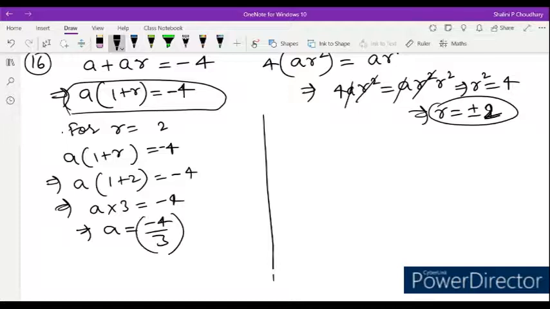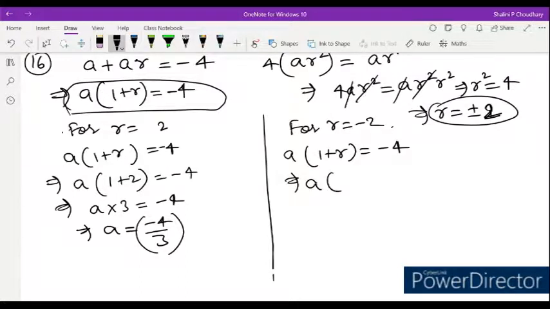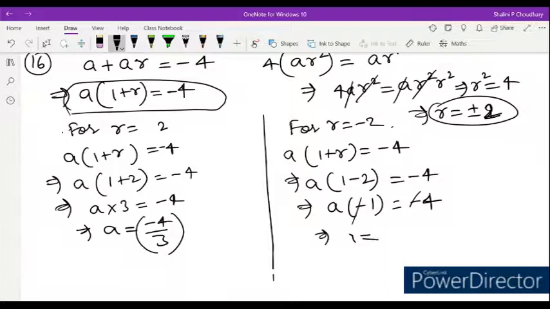Okay. Now for R is equal to minus 2. So A into 1 plus R will be equal to minus 4. A into 1, and R we took as minus 2, will write minus 2 is equal to minus 4. This will be equal to A into minus 1 is equal to minus 4. Okay, so minus minus cancel, we'll get the value of A as 4.